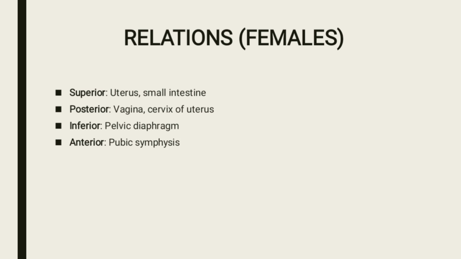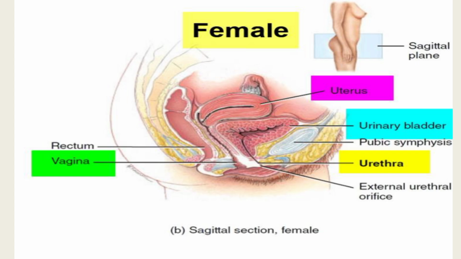Then we will move to the relations of the bladder in females. In females, the urinary bladder lies inferior to the uterus and anterior to the vagina and cervix. The pelvic diaphragm supports it inferiorly, while the anterior relation is the pubic symphysis, similar to the males.